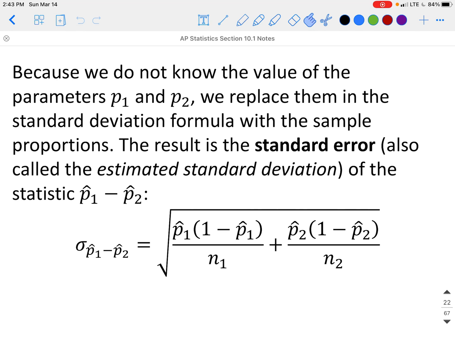The result is the standard error, also known as the estimated standard deviation of the statistic p hat 1 minus p hat 2. Because we don't know the parameters for the entire populations 1 and 2, we are going to use the standard error formula instead.